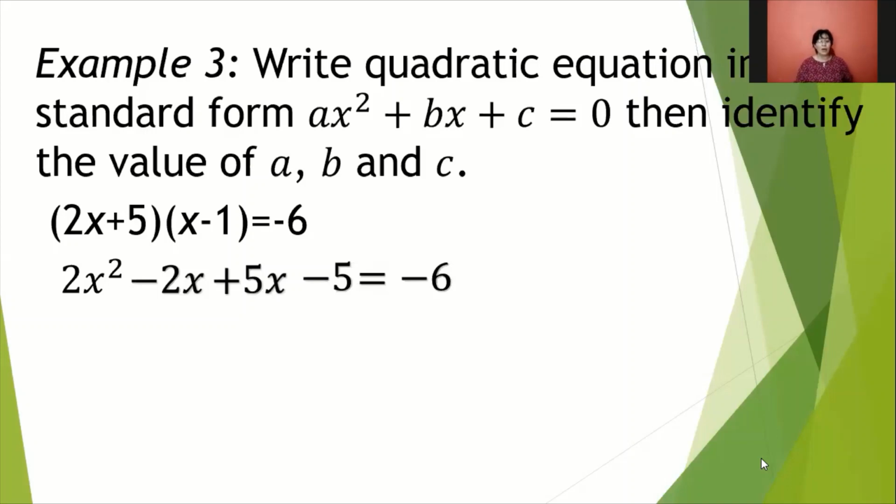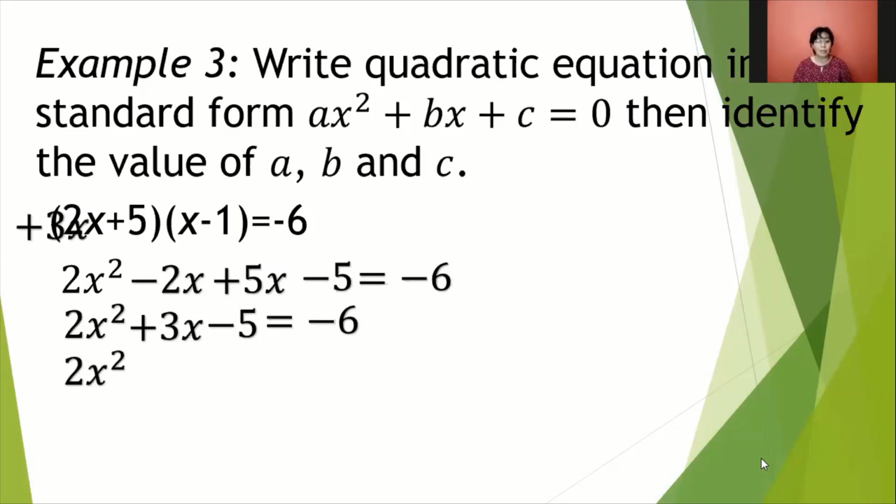Since we have like terms here, we have to combine. The like terms are negative 2x and 5x. We have to simplify. Okay? Bring down 2x squared plus 3x minus 5. And then what happened to the negative 6? Using the axiom of addition, or the addition property, it is 2x squared plus 3x minus 5 plus 6 is equal to negative 6 plus 6.